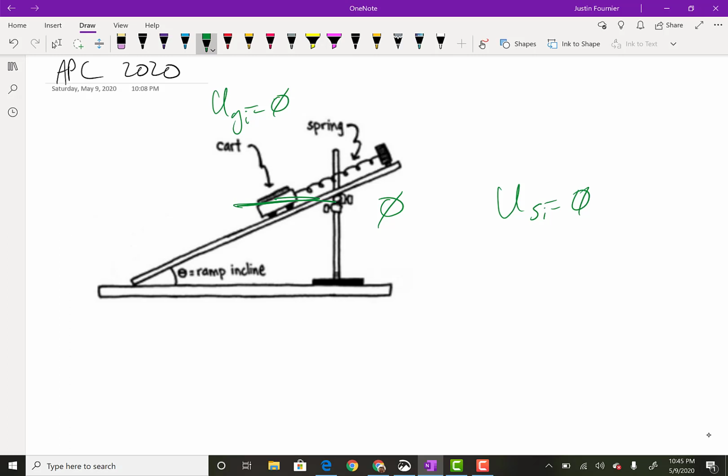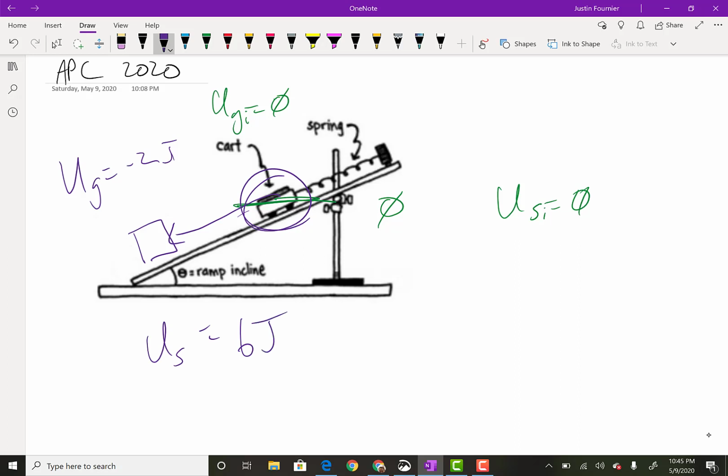Okay, so now I will physically grab the cart and move it this way. I've taken the cart and displaced it from equilibrium. It's not completely at the bottom of the ramp, but now it's at this new spot. Let's say now it's got a gravitational potential energy of -2 joules. And then I measure the spring potential energy, right? I've displaced it from equilibrium, so it's actually gained potential energy, and the spring potential energy is now 6 joules.